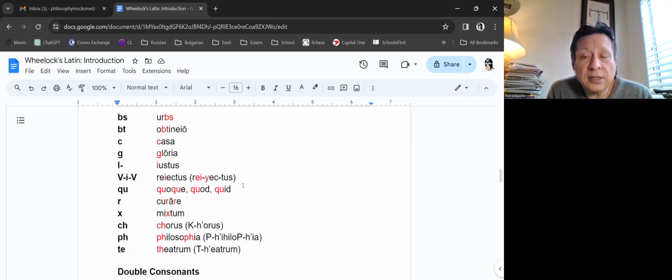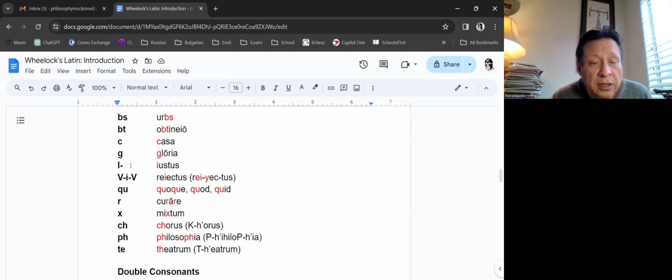The B and the S together are pronounced like a P and an S. So it's not pronounced urbs, it's pronounced urps. The B and the T is not pronounced like a B and a T, it's pronounced like a P and a T. So this is optineo, right? Okay. The C is always hard, so it's casa. It's never soft like in celery. The G is always hard like in gloria or glory. It's never soft as in giraffe.